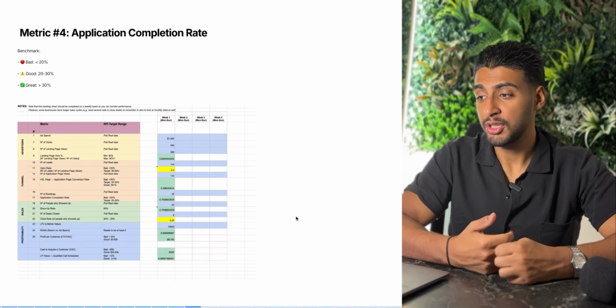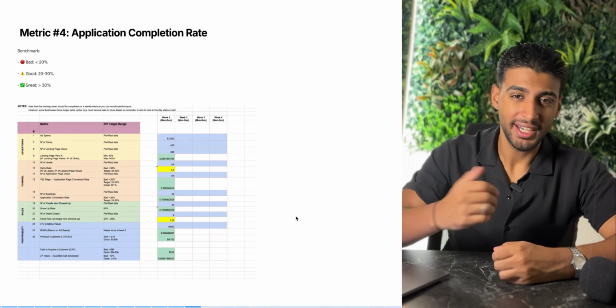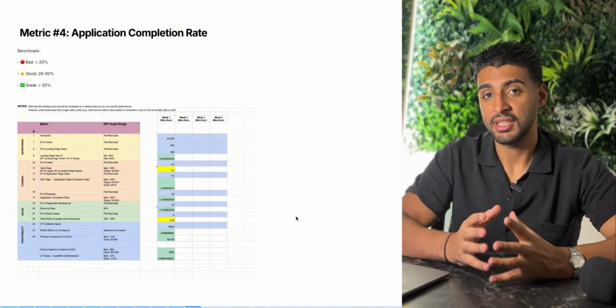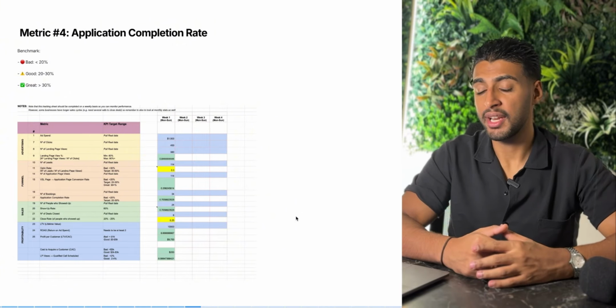The application completion rate: how many people actually completed the application. If it's below 20%, it's bad. Between 20 to 30, this is yellow, which is good. And if it's above 30, it's going to be great.